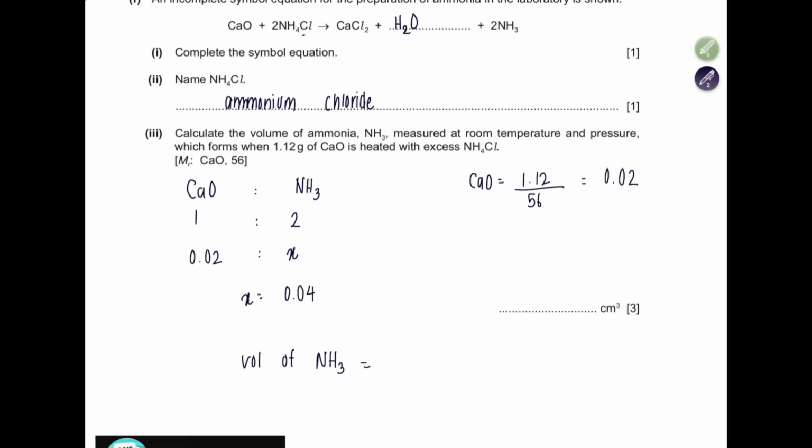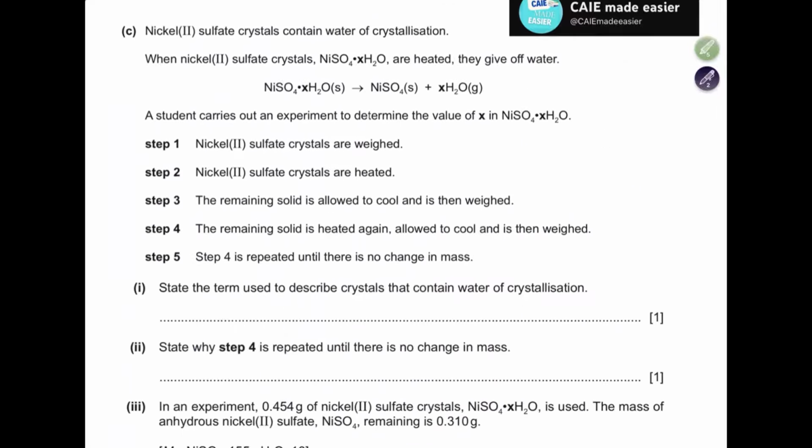Remember, moles equals volume divided by 24. So moles times 24 is going to give us the volume. This is 0.96 decimeter cube. The answer is supposed to be in centimeter cube, so multiply by 1000 and you get 960 centimeter cube.